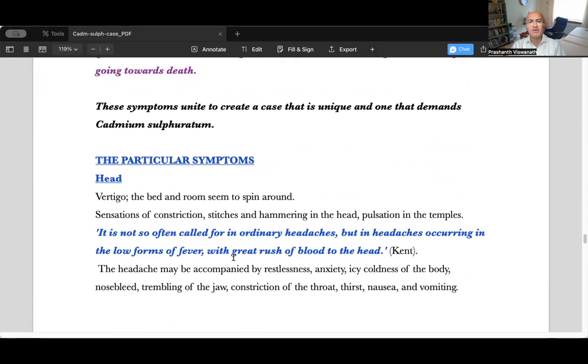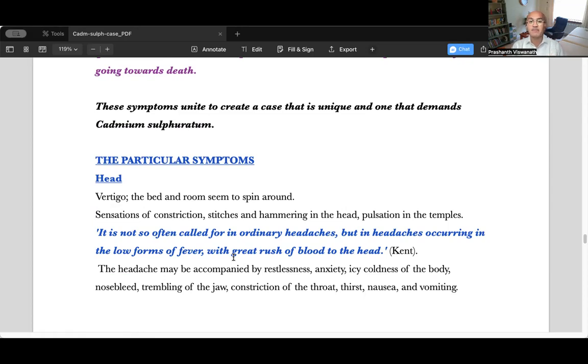Now, let's examine some peculiar symptoms of the remedy cadmium sulfuricum before we wrap it up. One peculiar symptom is related to the head. And he says it is not so often called for in ordinary headaches, but in headaches occurring in the low forms of fever with great rush of blood to the head. You see, just like the food, instead of going down, there is a reverse peristalsis, what you notice in cadmium sulfuricum is that the blood also, instead of a proper distribution going to other aspects of the body, is focused and rushes towards the head.